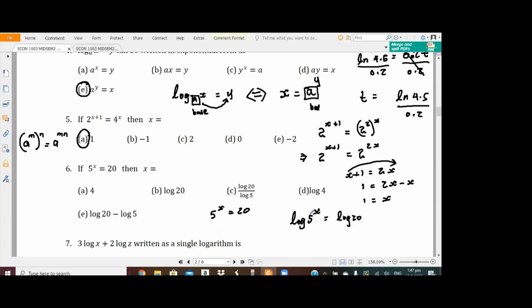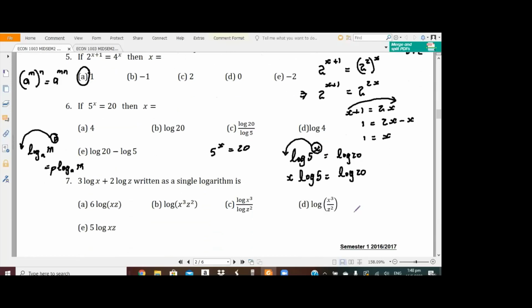Now, whenever I have log of something raised to a power, there's a law of indices that says log to the base a of m to the p is going to be equal to p times log to the base a of m. Meaning you can just take the power and carry it to the front. For this expression now, I can take the power here and I can carry it to the front. When I do that now, I get x log 5 is equal to log 20. Which isn't so bad, rather.